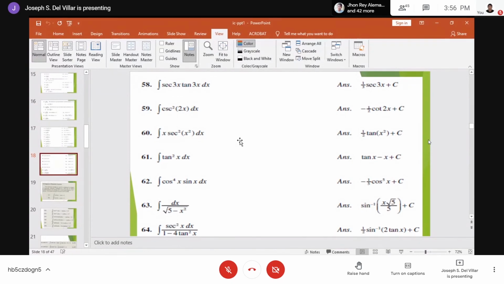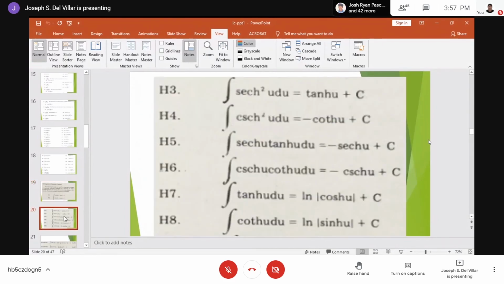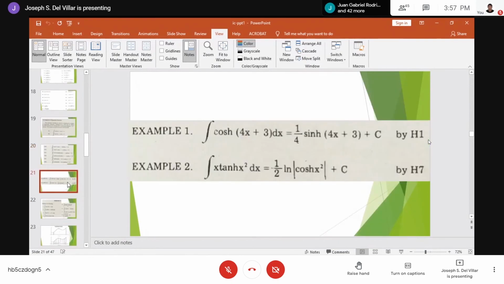May idadagdag ako sa Love and Rainville. Mamaya, sasabihin ko dun sa Google Classroom. Okay, and then continue reading. Basahin nyo na itong integration ng hyperbolic. Itong dalawa lang, hyperbolic cosine, hyperbolic sine. Kung gusto nyo, basahin nyo rin itong iba pang formula, pero dito lang tayo sa hyperbolic cosine.